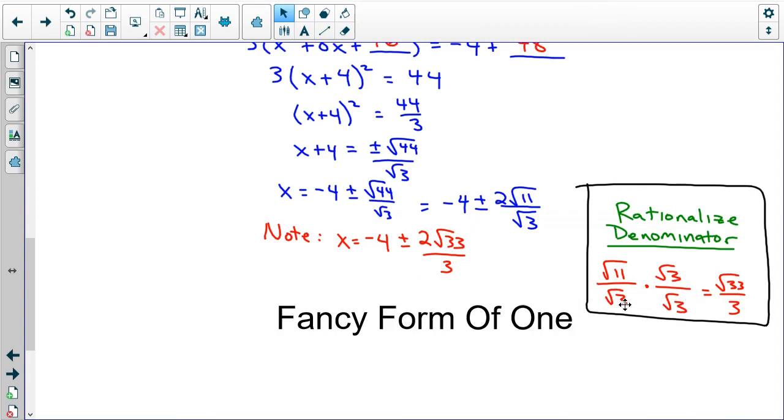And the reason why I'm choosing it is the square root of 3 times the square root of 3 gives me a nice number. That's a rational number in the denominator. So rationalizing the denominator is something that we're going to have to know. So when I get this as my answer, I might have to rationalize the denominator by multiplying the top and bottom by the square root of 3. And then I end up getting an equivalent expression, -4 plus or minus 2 root 33 over 3.